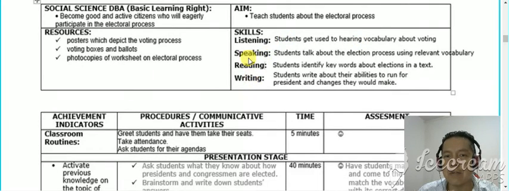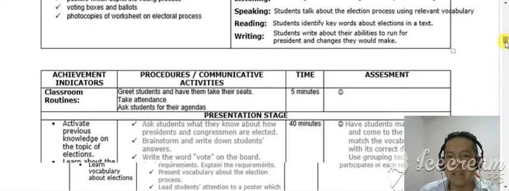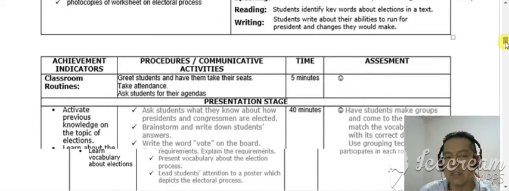The skills that we're going to be practicing are listening, speaking, reading and writing. Like I previously mentioned, one of the listening objectives is to get students used to hearing vocabulary about voting. The speaking objective is to help students talk about the election process using relevant vocabulary. The reading objective is to identify key words about elections in a text. And the writing objective is to get students to write about their abilities to run for president and what changes they would make in their home country.